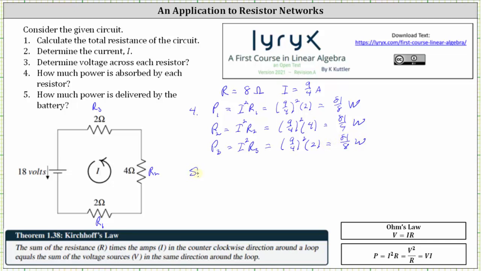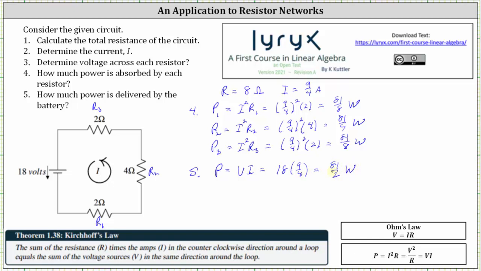And then for number 5, we're asked to determine how much power is delivered by the battery. Again, we can use any of the 3 power formulas shown below. Let's go ahead and use the formula P equals V times I. So the total power delivered by the battery, again, is equal to V times I. V is 18 volts, and I we know is 9/4 amps, which gives us 81/2 watts.